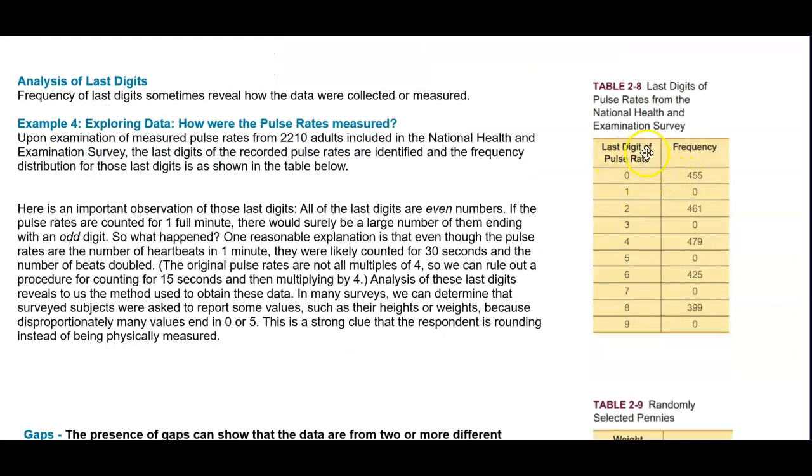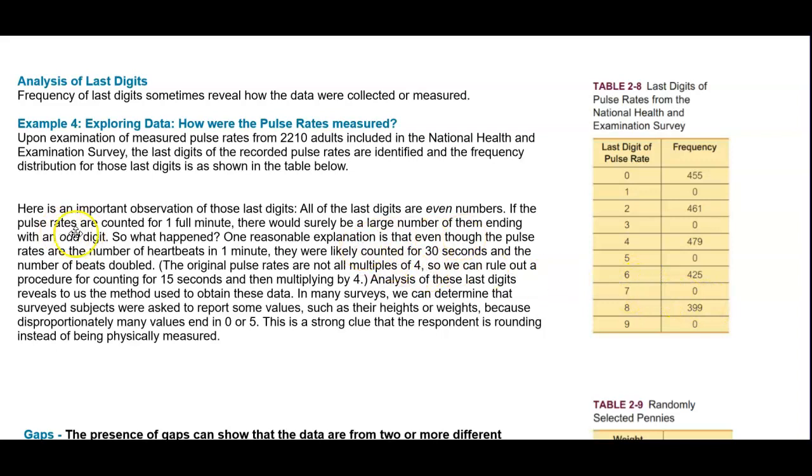Here you can see the last digit of the pulse rate of 0, the frequency is 455. For 1, it is 0. For 2, the frequency is 461. For 3, the frequency is 0. Now, here is an important observation of those last digits. All of the last digits are even numbers, because if you look here, all the odd numbers have a 0 frequency.